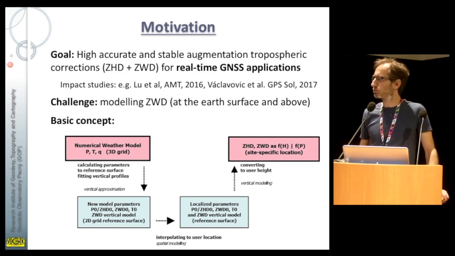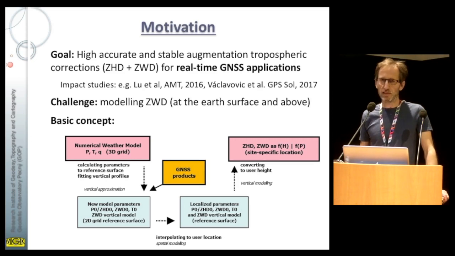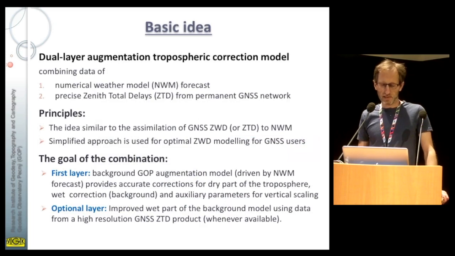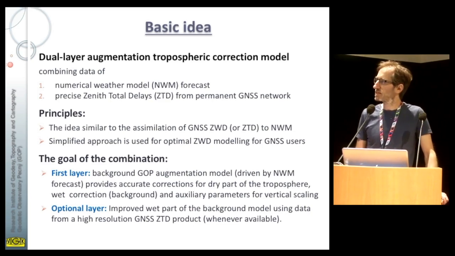And now we would like to ingest the GNSS information there too, because it can be an interesting source of contribution. So the basic idea is to have a dual layer model, because the background model is based on the numerical weather model forecast, which is distributed in very good spatial resolution and homogeneously, and it is, let's say, safe in all the domains and time, and we can even predict it very reasonably. But then we also have these precise zenith total delays in real time or near real time from the permanent stations with a high resolution.